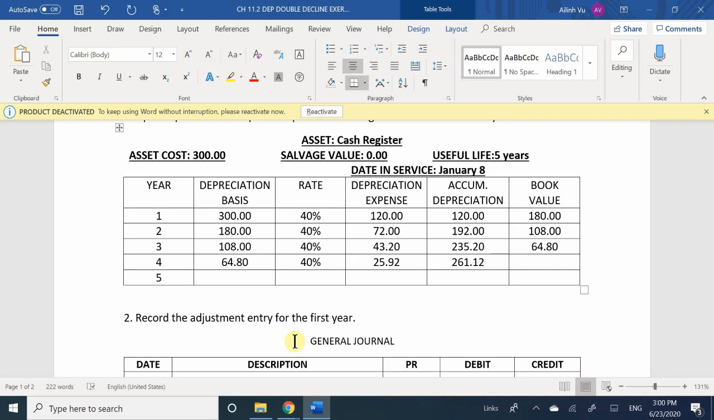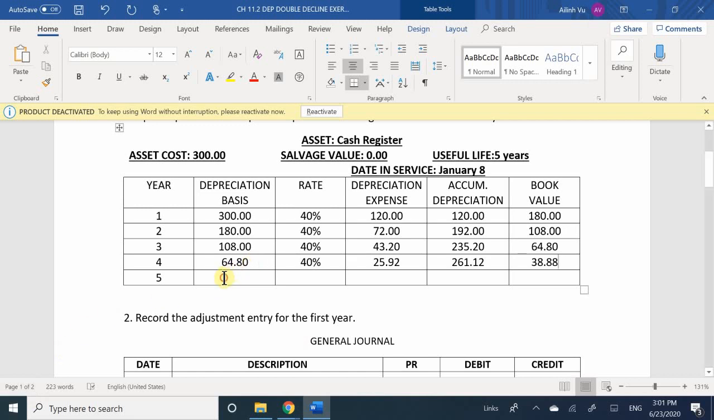261.12. And then for the book value, you minus the 300, and you get $38.88. And then the book value there is your basis.